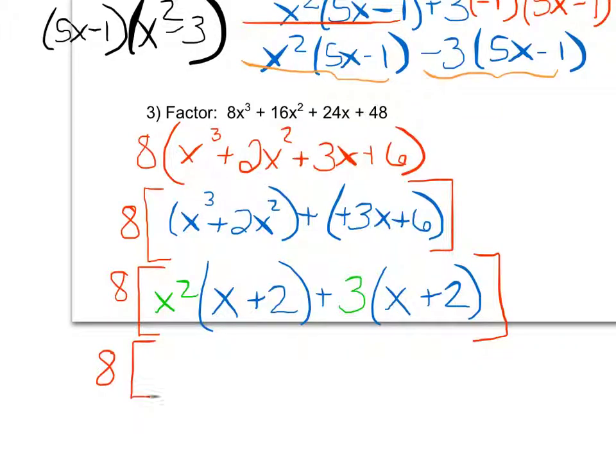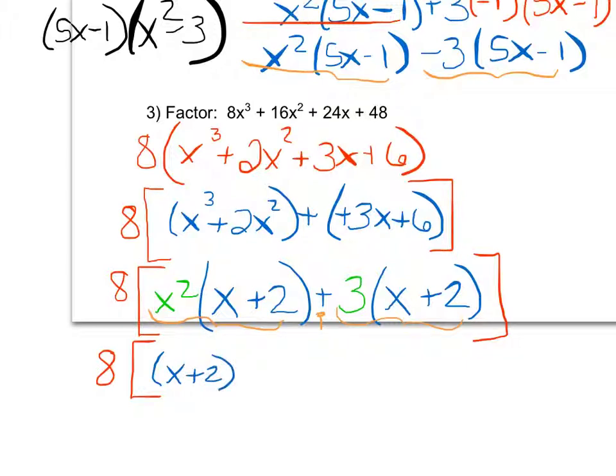Again, I'm going to keep brackets so it's less confusing. And then I'm going to ask myself, what do each of my 2 new terms, again separated by that plus sign, have in common? Well, notice both of them have an x plus 2. So I'm going to go ahead and factor that x plus 2 out.